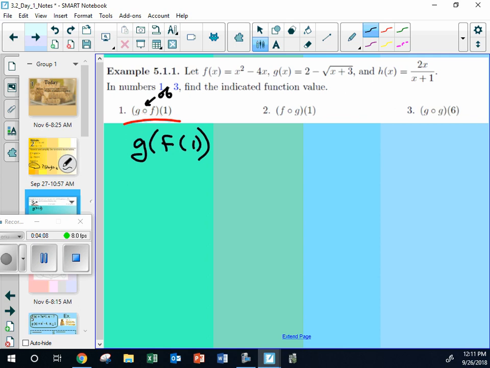g of f of 1. Don't feel obligated. You're fine. g of, and an f of 1. I'm going to stick a 1 into the f function, and that's right here. And hopefully you came up with 1 minus 4, which is negative 3. Raise your hand if you got that far. Awesome. Now we just have to do g of negative 3.